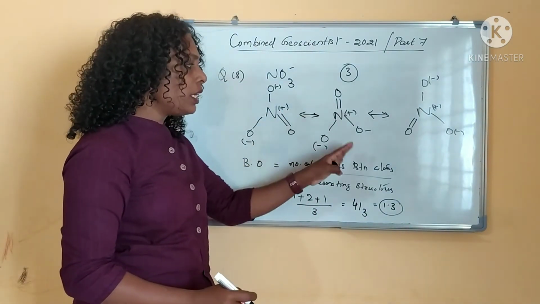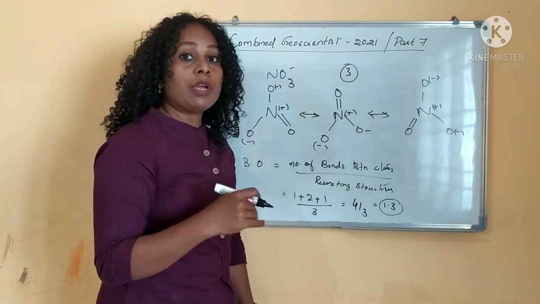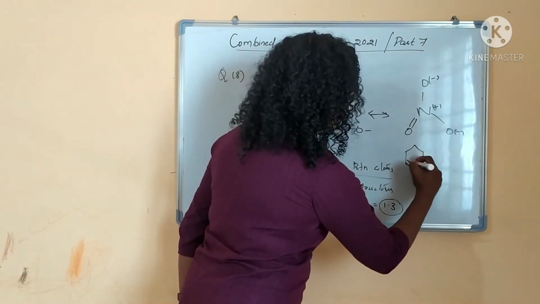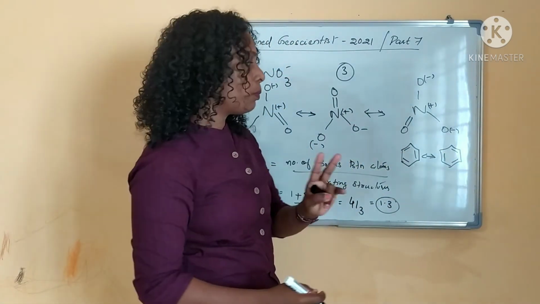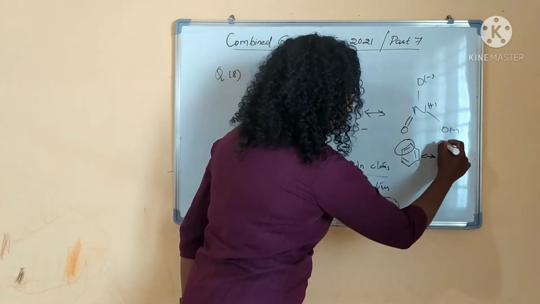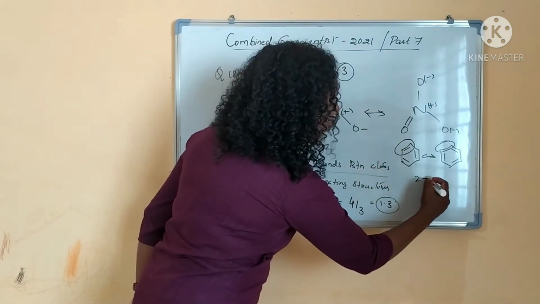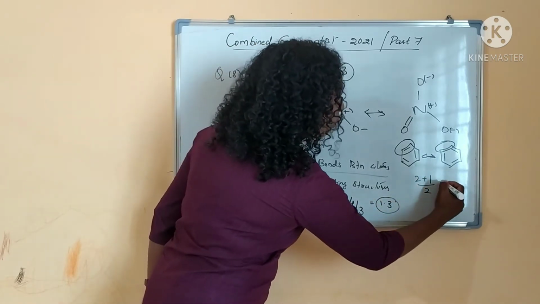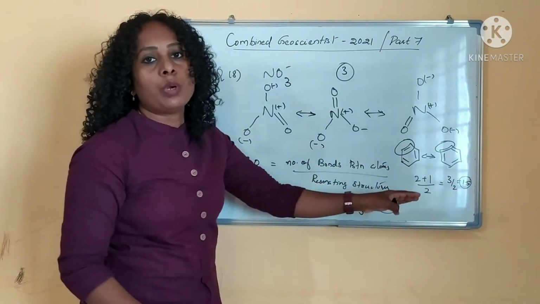Same way, whatever they are asking, if they ask how many resonating structures are available for benzene, benzene will be like this, right? These are the resonating structures. Two structures are possible. And how do you find the bond order for benzene? See, the number of bonds between two atoms. Here, how many bonds are there? 2, right? Here it will be 1 bond. And how many resonating structures are possible? 2. So 3 by 2. 1.5 is the bond order for benzene. This is the way you have to find it.